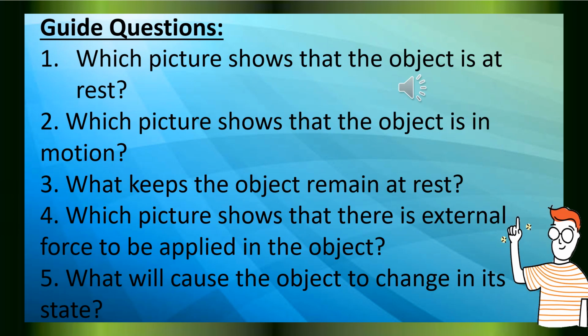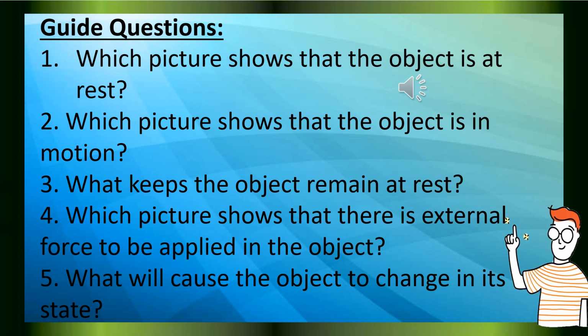Guide questions. 1. Which picture shows that the object is at rest? The answer is picture A. 2. Which picture shows that the object is in motion? The answer is picture B. 3. What keeps the object at rest? The answer is when there is no outside force acting on it.